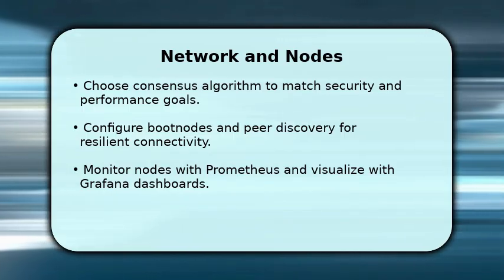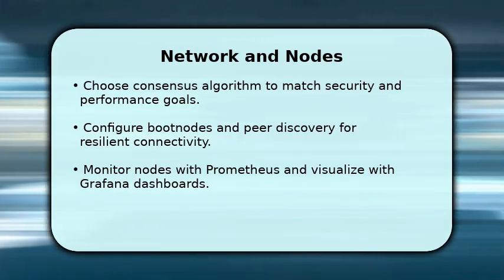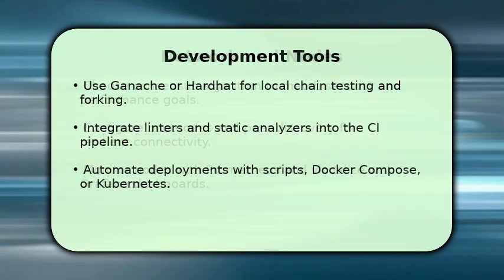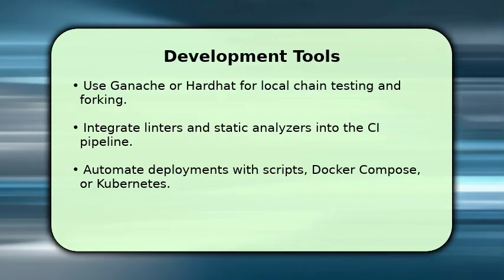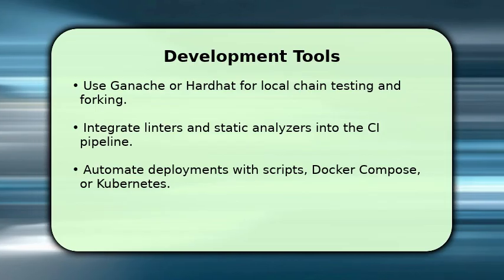Monitor logs and metrics with Prometheus and Grafana, and automate backups and key rotation on a schedule to protect your state and access. Set up local chains with Ganache or Hardhat and fork mainnet state selectively for realistic testing. Use Truffle, Hardhat, or Brownie workflows to compile, test, and deploy smart contracts with deterministic artifacts. Integrate linters, static analyzers, and fuzzers to catch vulnerabilities early.